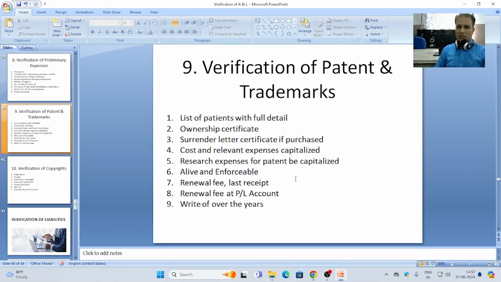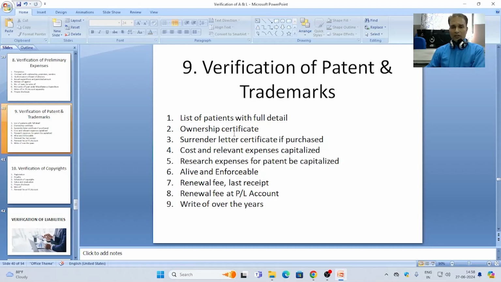Next asset for verification is patent and trademark. First of all, the auditor has to acquire the list of patents with full detail, because it may be possible that in the client business there may be more than one or two patents and trademarks.